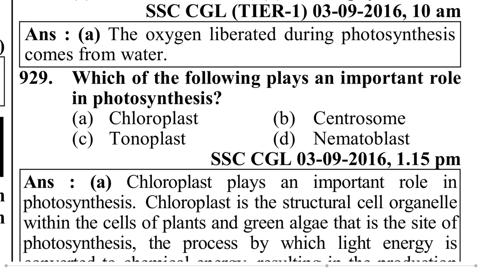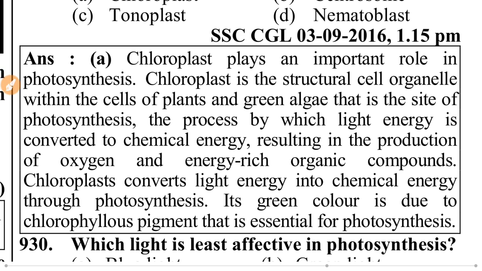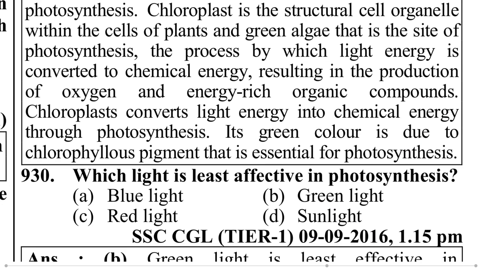Which of the following plays an important role in photosynthesis? That is chloroplast. Chloroplast is the structural cell organelle within the cell of plants and green algae that is the site of photosynthesis, the process by which light energy is converted to chemical energy resulting in the production of oxygen and energy-rich organic compounds. Its green color is due to chlorophyll pigment that is essential for photosynthesis.